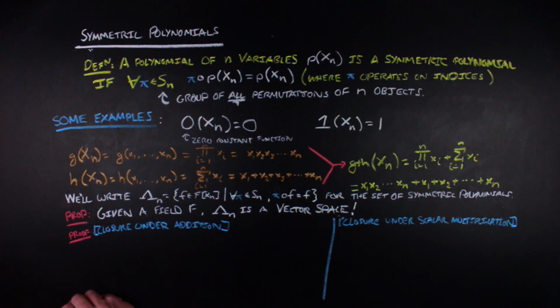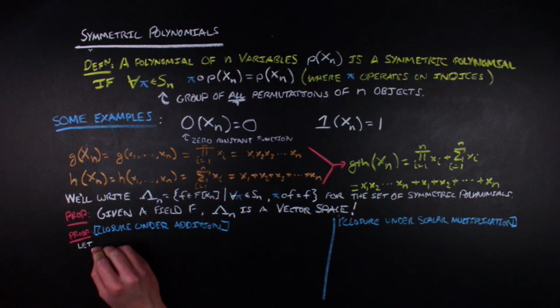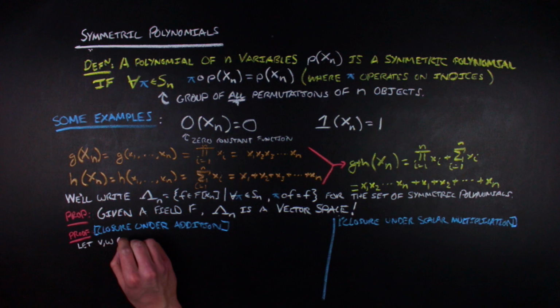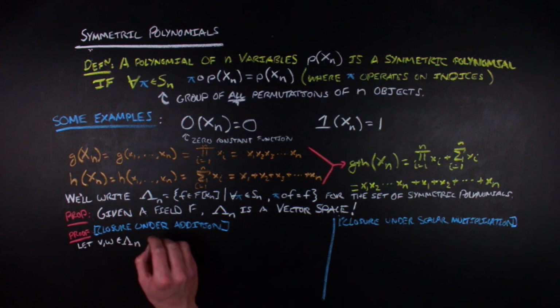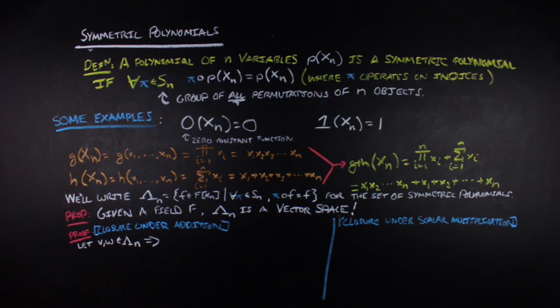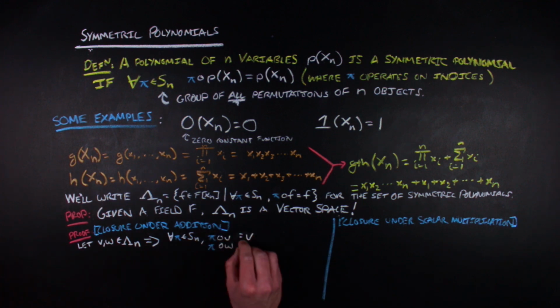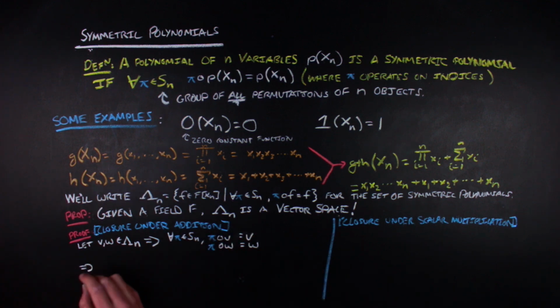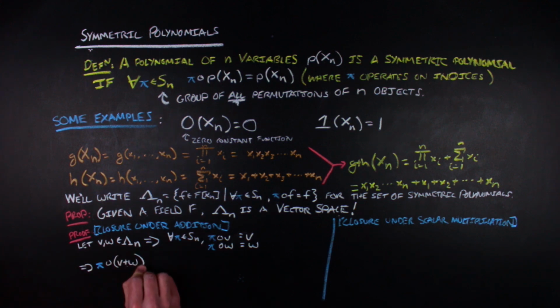So in order to prove closure under addition, we take two vectors, v and w in big Lambda sub n. Since v and w are in Lambda sub n, they are invariant under any shuffling of their variables. So pi composed with v is equal to v, and pi composed with w is equal to w. That means when we go ahead and add these polynomials, or add these vectors, if you will, together, we can actually do it in parts because of the structure here. When we go ahead and shuffle the variables, we're going to be shuffling the variables in each term of the polynomials individually, which is the same thing as shuffling each of the individual polynomials or vectors individually.